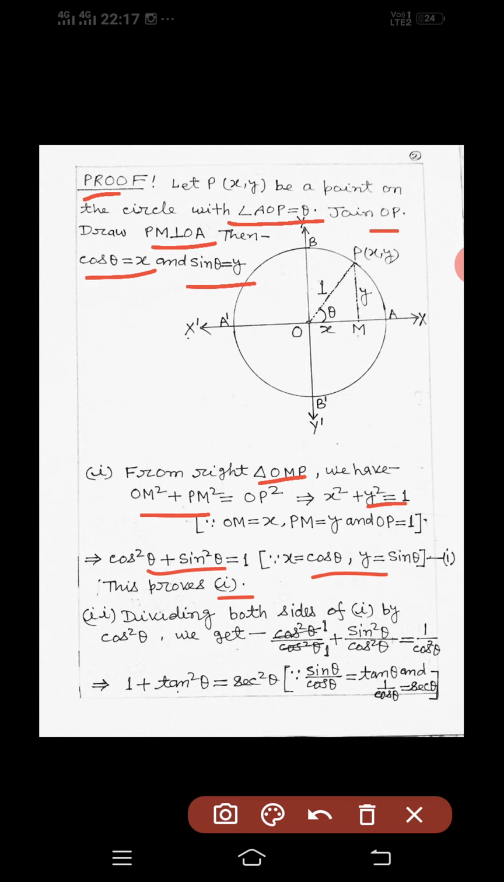For the second, dividing both sides of the first by cos square theta, we get cos square theta by cos square theta plus sin square theta by cos square theta, equal to 1 by cos square theta. This implies that 1 plus tan square theta equal to sec square theta, since sin theta by cos theta is equal to tan theta and 1 by cos theta is equal to sec theta.